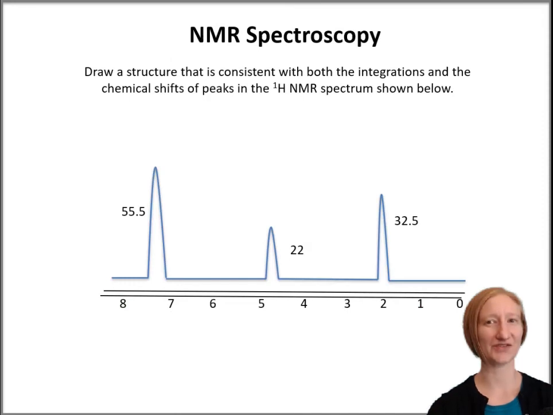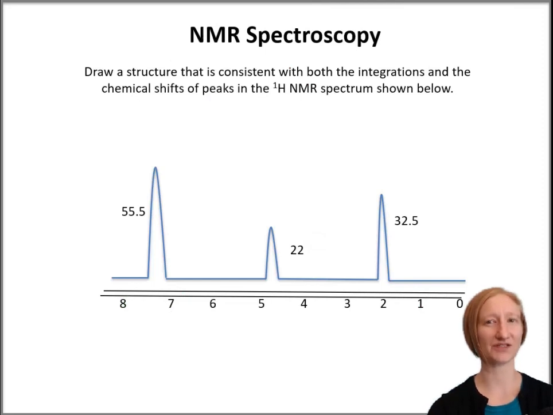We'll end this lecture series with the question we posed at the beginning: to draw a structure that's consistent with the integrations and chemical shifts of the peaks in this fictitious proton NMR spectrum. And this is a fictitious spectrum because I've removed the coupling information so that we can focus only on the chemical shifts and integrations. Let's start with the integrations.